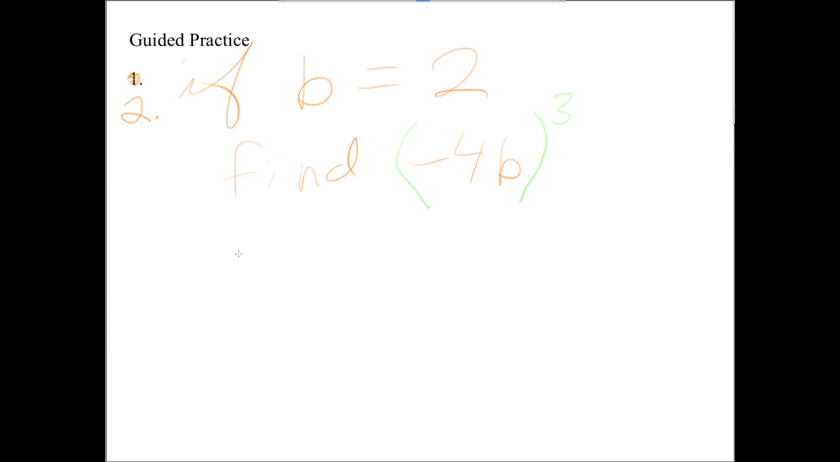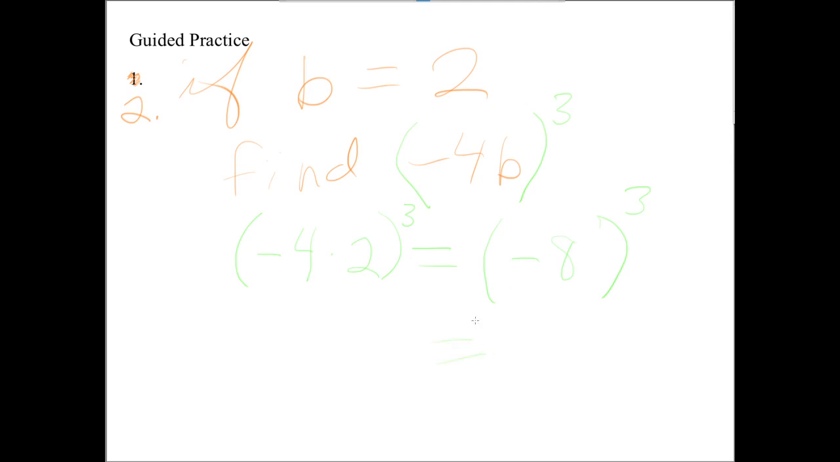This does have a grouping symbol, and what this is asking us to find is a -4 times 2 raised to the third power. And now, because of the grouping symbol, that means first we do what's inside of the parentheses. So 2 times a -4 is a -8. And now we want to know what a -8 cubed is. So we would go ahead and do that as repeated multiplication. Since it's cubed, it's a negative times a negative times a negative. There's 3 negatives in there. That's an odd number of them. Therefore, the answer is going to be negative.